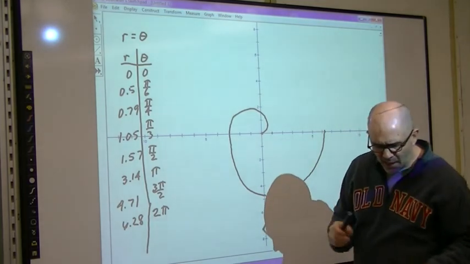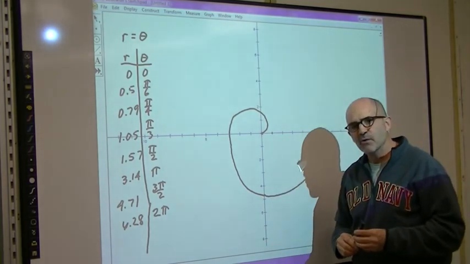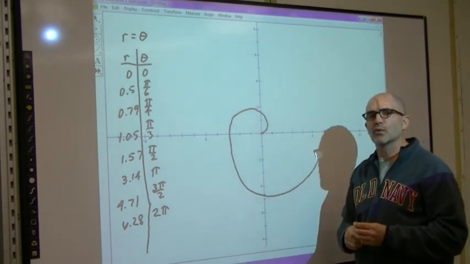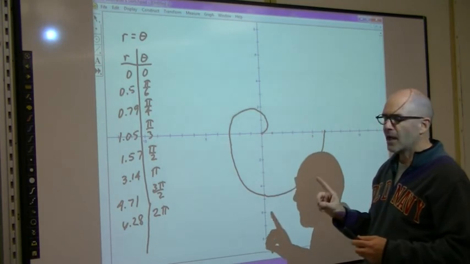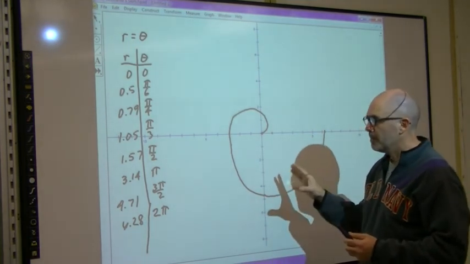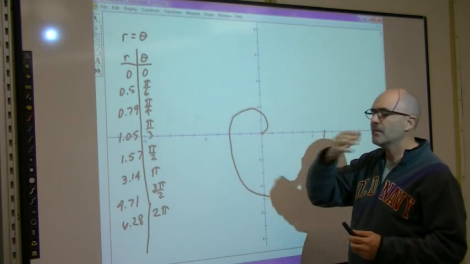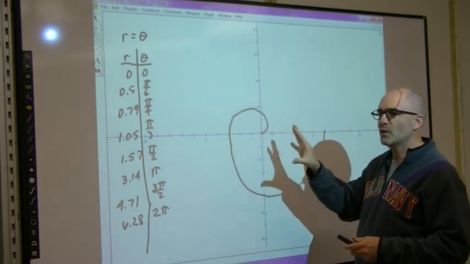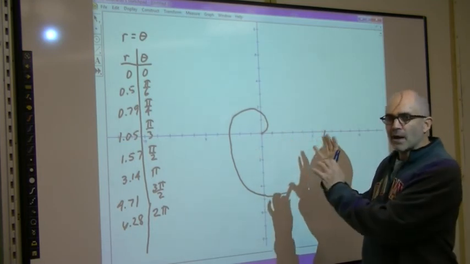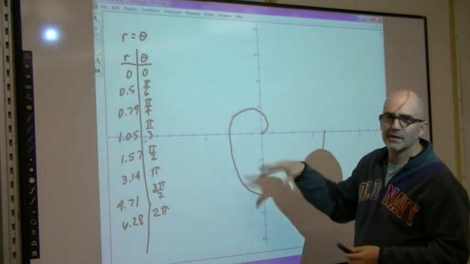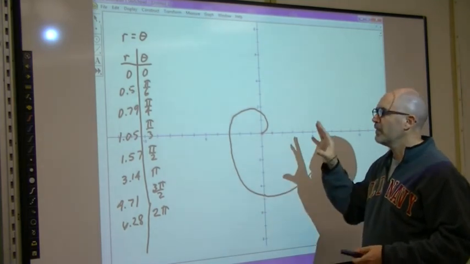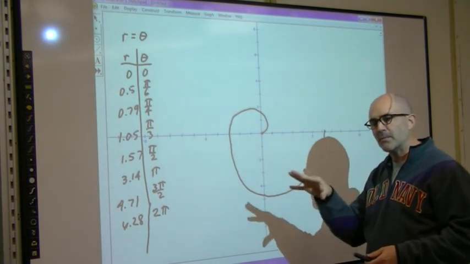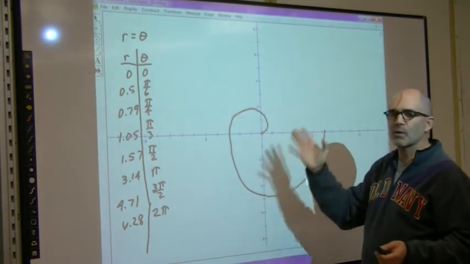Now, I would advise that you memorize these 5 classic curves. There are 2 good reasons for that. One, when you're graphing them, notice when I was doing the cosine 2 theta curve, all I had to do is graph half of one petal, and I knew all the rest of the petals. If you know the basic shape, then you don't have to graph that much. All you have to do is get a couple of points, and then you realize where the whole thing goes.